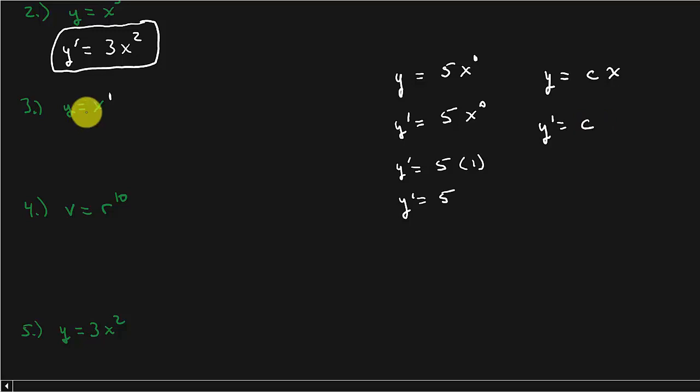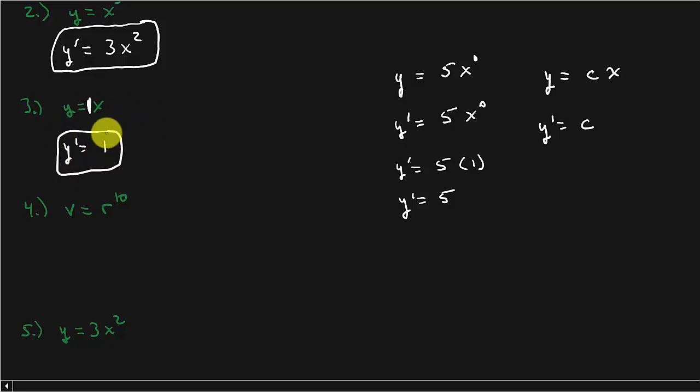So now let's come over here to this number 3. What's the coefficient of x? Well, the number in front of x is a 1, right? So what's the derivative of 1x? Well, y prime would just be 1.